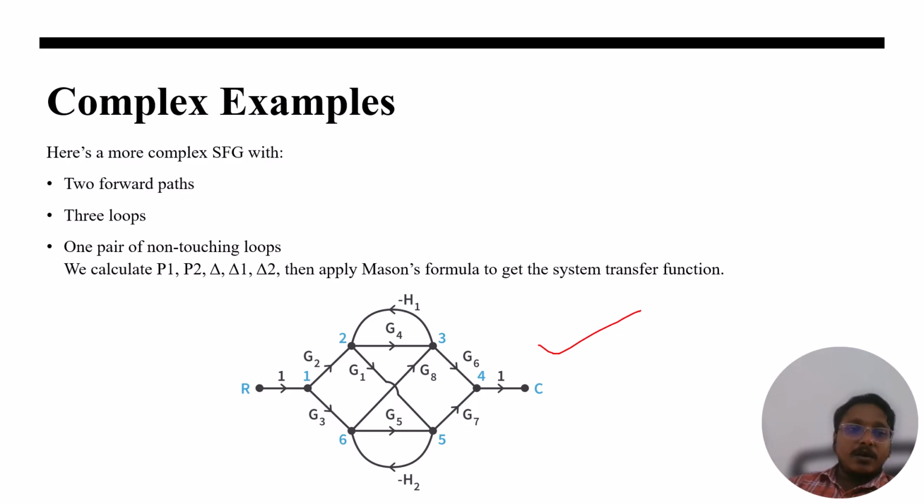There are two forward paths, so we have P1 and P2. There are three loops that we will take into consideration for Delta 1 and Delta 2, and the one pair of non-touching loops comes under the Delta. When you apply these, you can get the Mason gain formula based output, and automatically you will get the things done. Okay, so this is example 2.